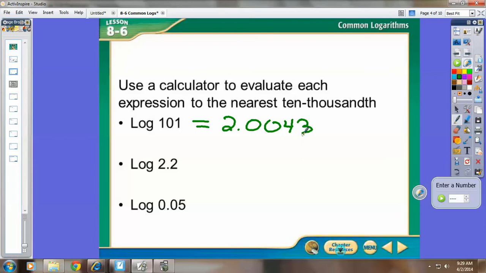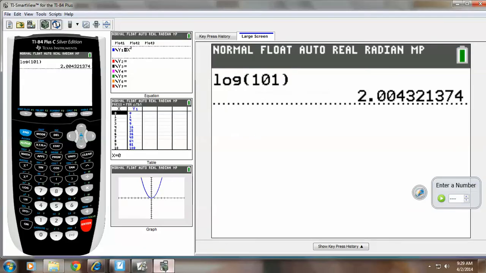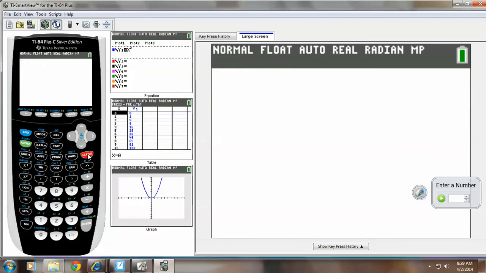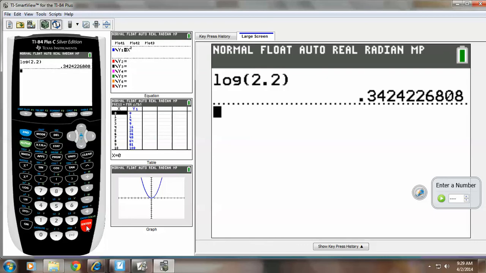Log of 2.2, let's do that one. So on my calculator, I'm going to type in log of 2.2. That gives 0.3424.